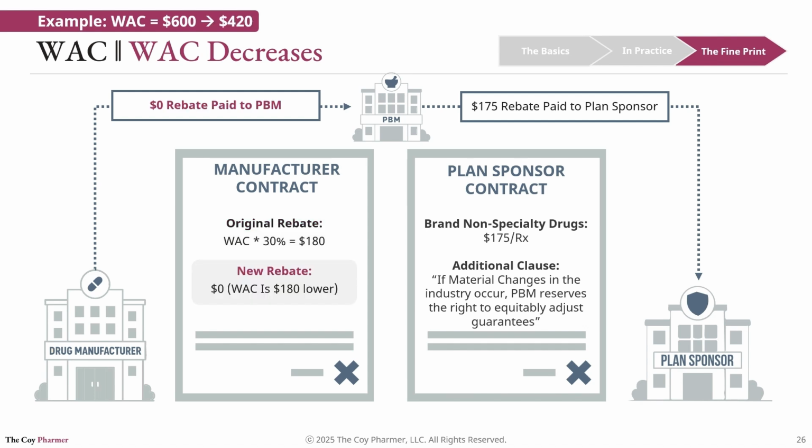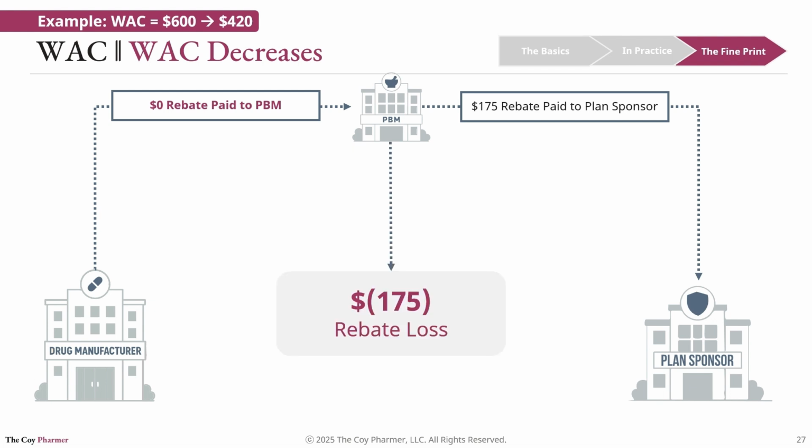So in this case, when the WAC decreases to $420 and the manufacturer abolishes the rebate availability to PBMs, the rebate paid to the PBM will be $0. In this case, they would still potentially owe the plan sponsors the $175 per brand without some additional action. If they continue at this rate, they can expect that they would lose $175 per brand script that's filled by each member of the plan sponsor.